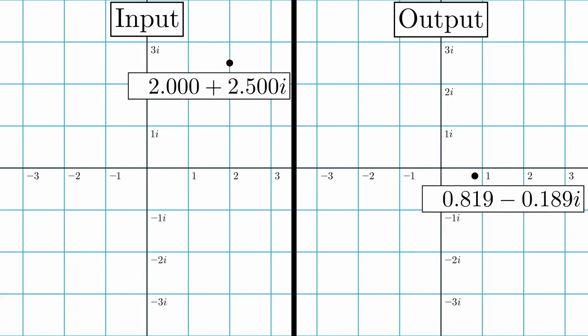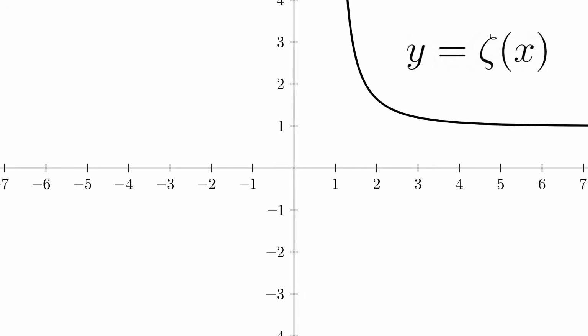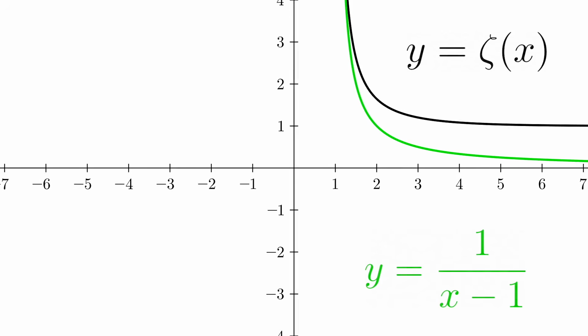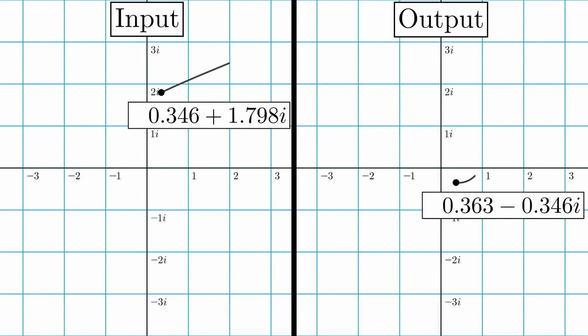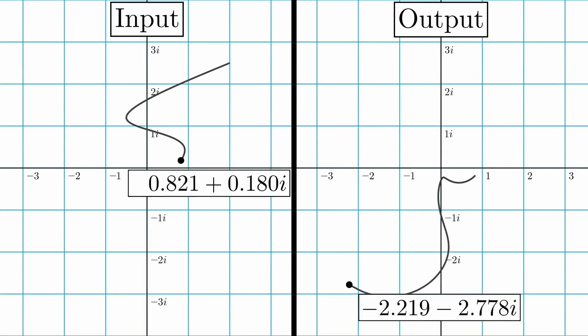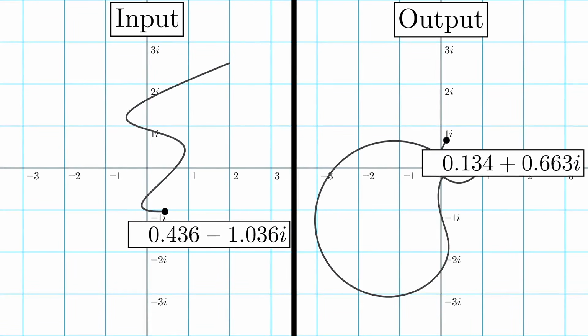The graph of the zeta function on the real line actually looks quite simple. In fact, not all that much different from the graph of something like 1 over x minus 1. But from the viewpoint of the complex numbers, we can see that if we run our input point over around here, the output behaves in a quite complicated way.